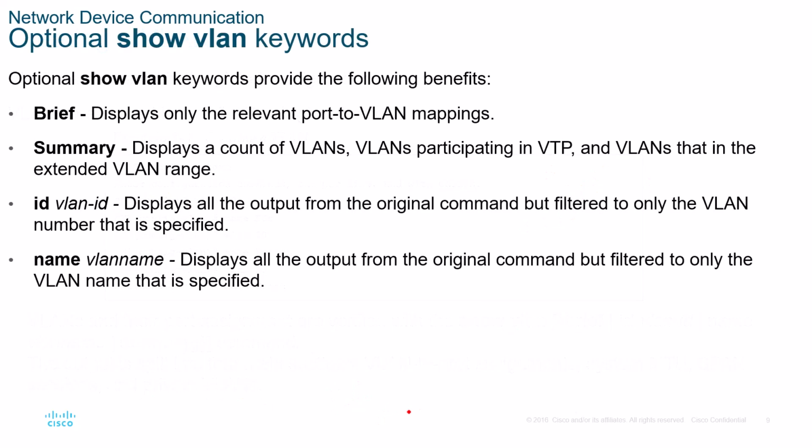So if we're looking at show VLAN, we can see the additional portions of that. You can do a brief, which is only the relevant port to VLAN mapping. Show VLAN summary will display a count of VLANs. Show VLAN ID and give it an ID. And then we have show VLAN name, and it will give you the output from the original command, but filtered to only the VLAN name that is specified.